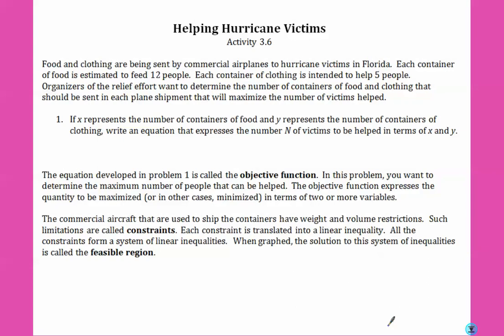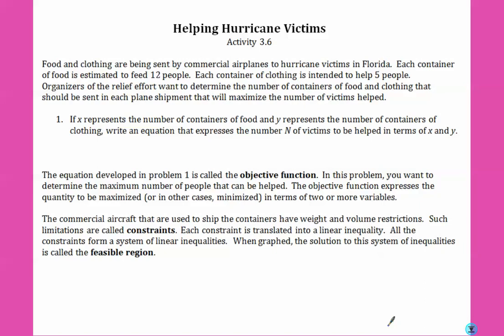All right, so food and clothing are being sent by commercial airplanes to hurricane victims in Florida. Each container of food is estimated to feed 12 people. Each container of clothing is intended to help 5 people. The organizers of the relief effort want to determine the number of containers of food and clothing that should be sent in each plane shipment that will maximize the number of victims helped.